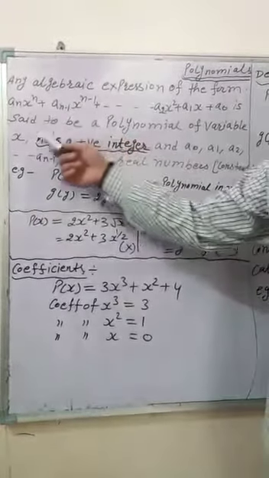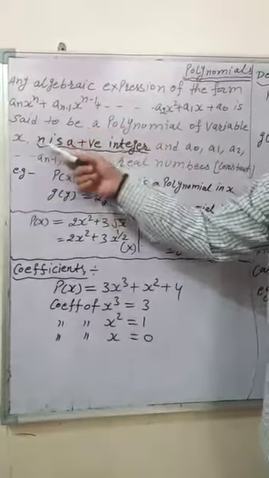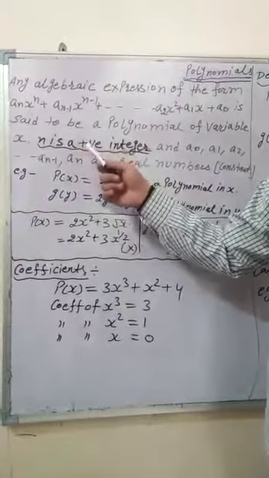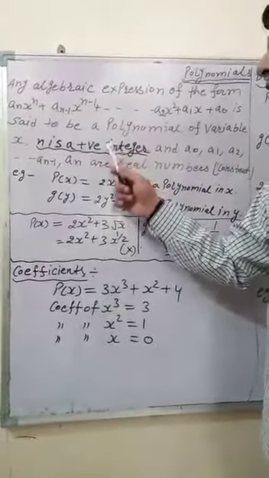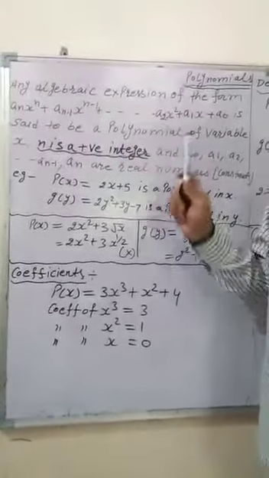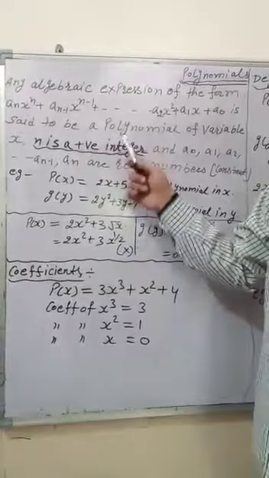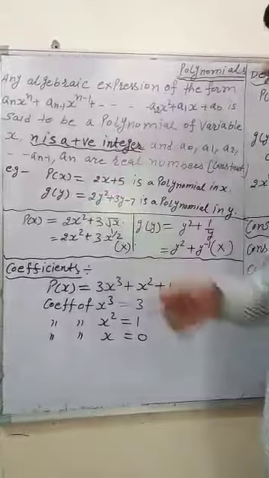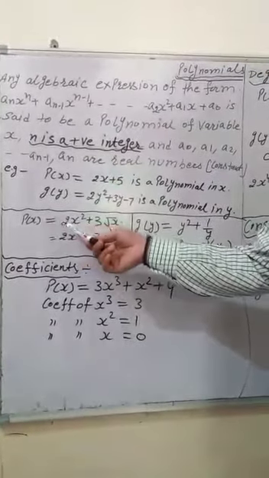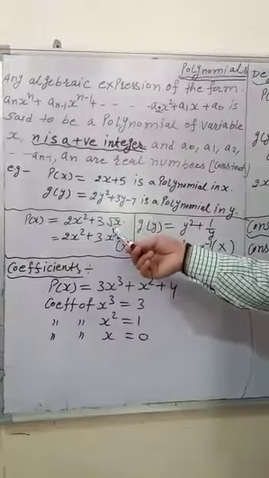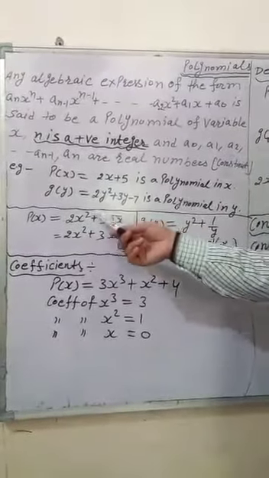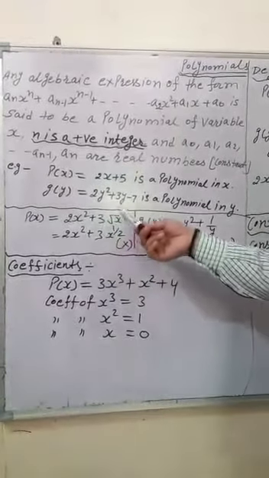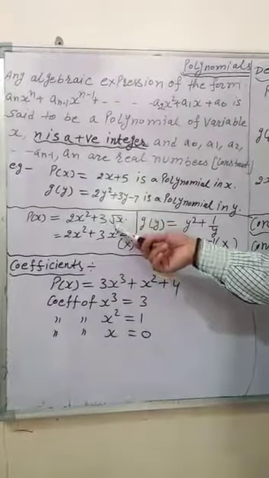Now we have discussed the condition to say whether an algebraic expression is a polynomial or not. If the power of a variable is only a positive integer, then we can say that it is a polynomial. But if the power of a variable is a fraction or negative, then it is not a polynomial. For example, take 2x square plus 3 root x. Check whether it is a polynomial or not. First of all, 2x square plus 3 root x can be written with root x as x raised to power 1 by 2.